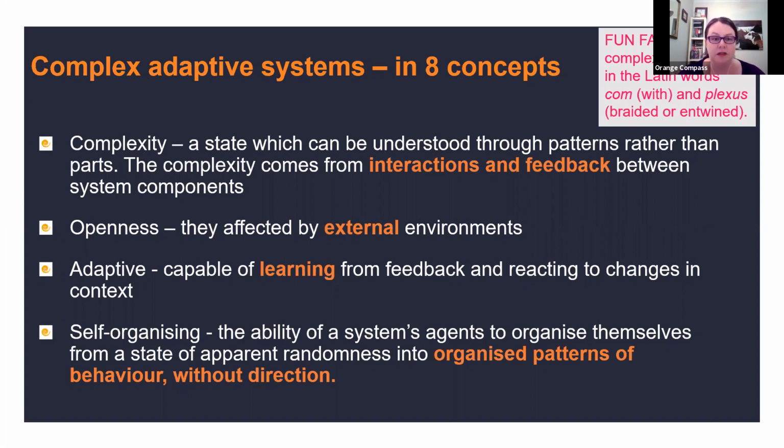Systems are also self-organising, so the ability here of a system to organise itself from apparent randomness into organised patterns of behaviour without direction, or seemingly without direction, can appear quite challenging for some people. This idea of no single conductor or central controller. In actual fact, the organisation comes through those interactions, feedback and patterns. So it doesn't need centralised control.